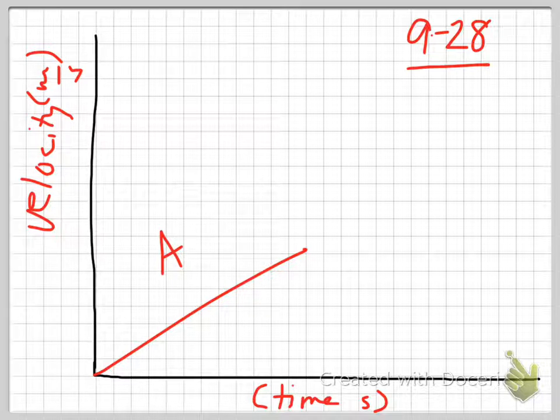Is the velocity constant in segment B? Yes. Is the acceleration constant? Constantly zero. That sounded funnier in my head. So it's a constant zero acceleration. This is you with the cruise control on the highway.